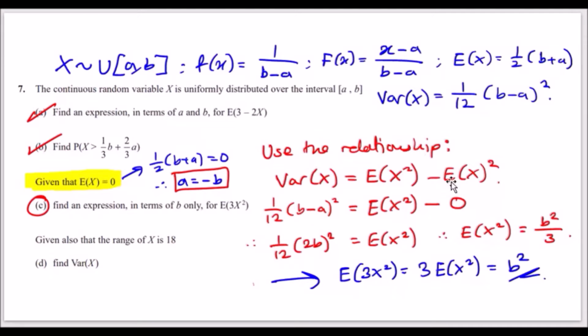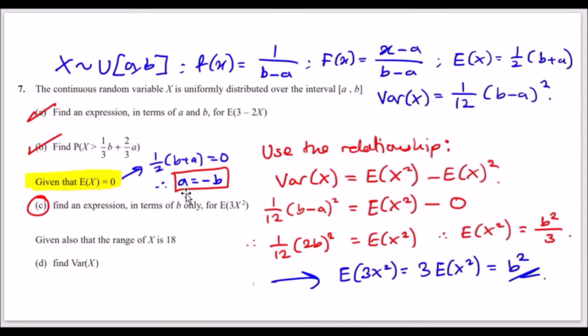Now all you really do is just plug and play everything you have. So we know the variance of x is a default formula. It's always 1 over 12 times (b minus a) squared. This formula is literally standard for uniform distribution. This is a fixed formula, it never changes. So plug it there. We also know that the mean is 0, so I plugged it there.